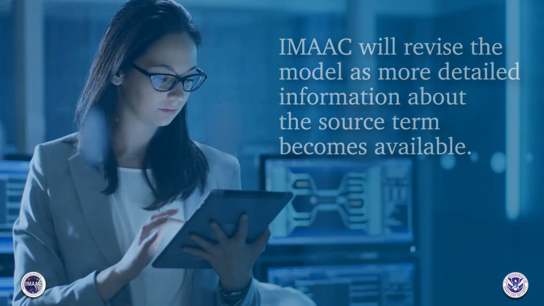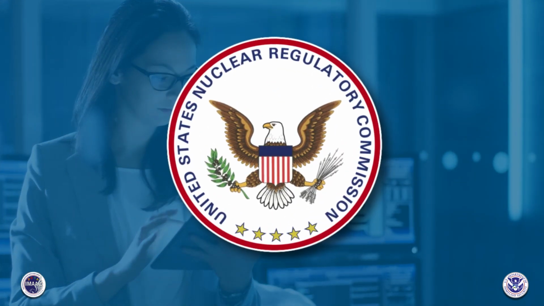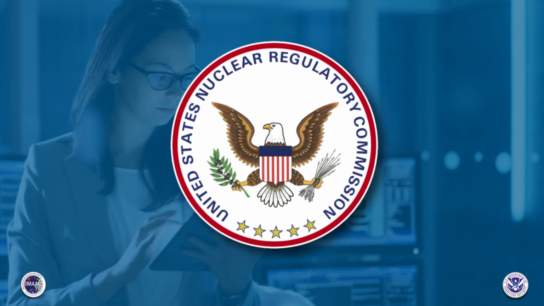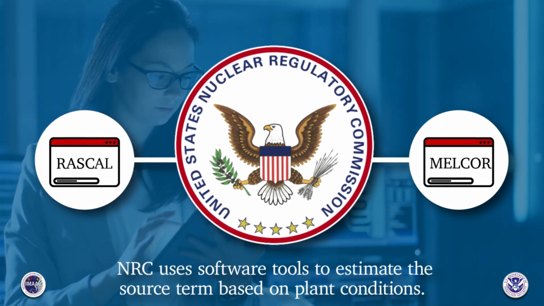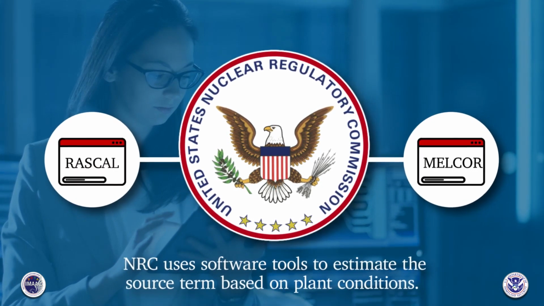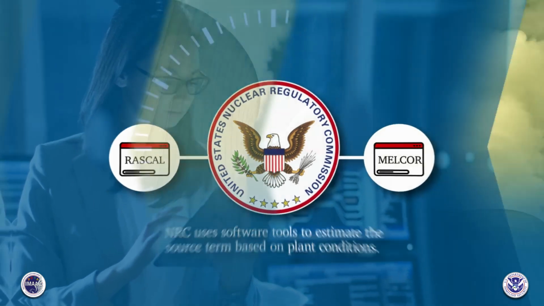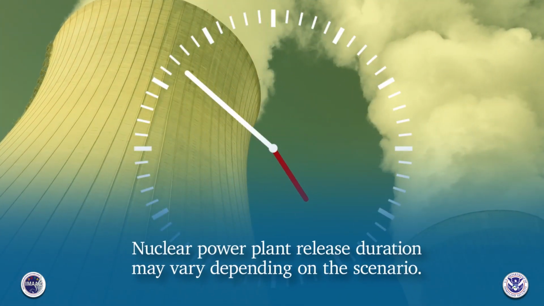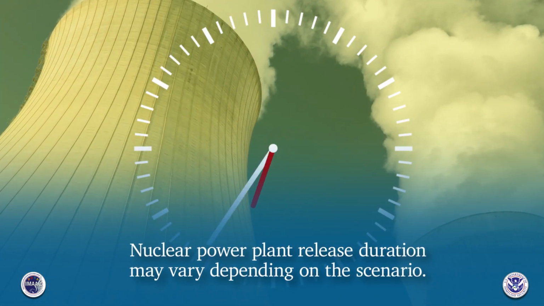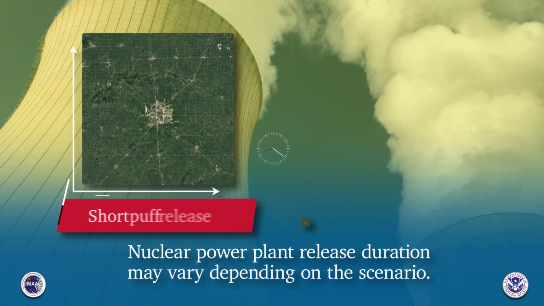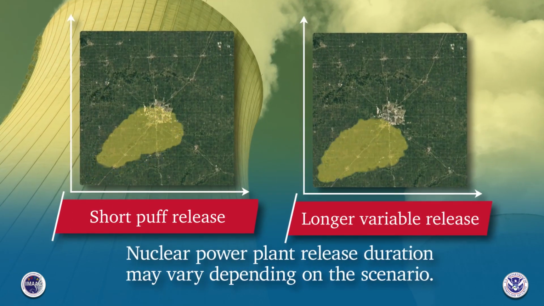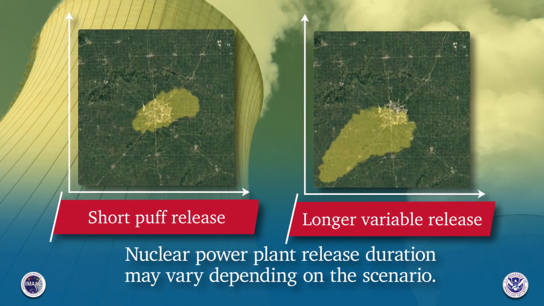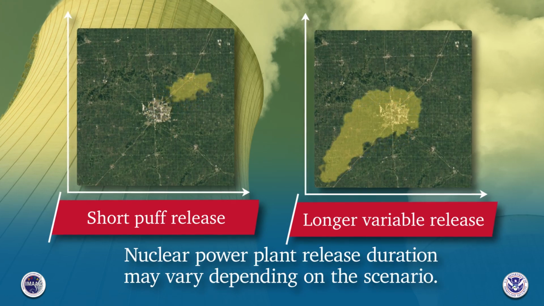One source of this information is the Nuclear Regulatory Commission, who may use software tools like RASCAL or MELCOR to estimate the source term based on the plant conditions. One important characteristic of nuclear power plant releases is that the release duration may vary depending on the scenario, from a short puff release to a longer variable release that continues over several days or even weeks.